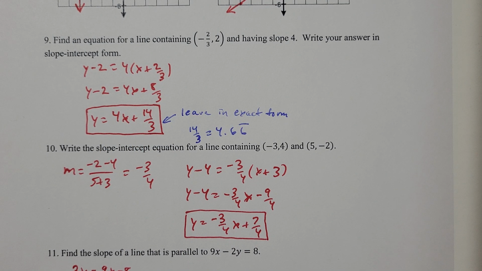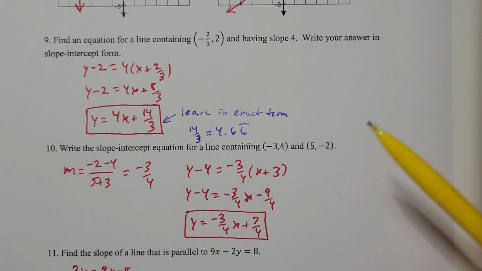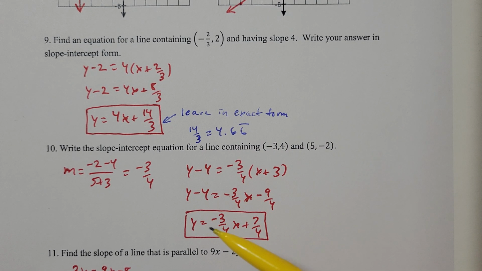Now, as a note, always leave all your answers in exact form. Like 14/3 in decimal form would be an infinite decimal that we have to round off to some spot. It's 4.666 repeated, right? So I don't want to use decimal form, because then I have to round that value.